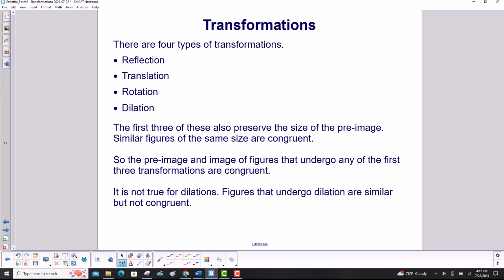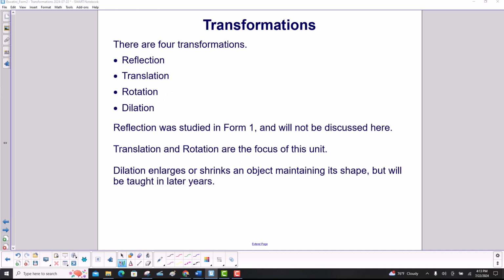There are 4 types of transformations: reflection, translation, rotation, and dilation. The first 3 of these also preserve the size of the pre-image. Similar figures of the same size are congruent. So the pre-image and image of figures that undergo any of the first 3 transformations are congruent. It is not true for dilations. Figures that undergo dilation are similar but not congruent.